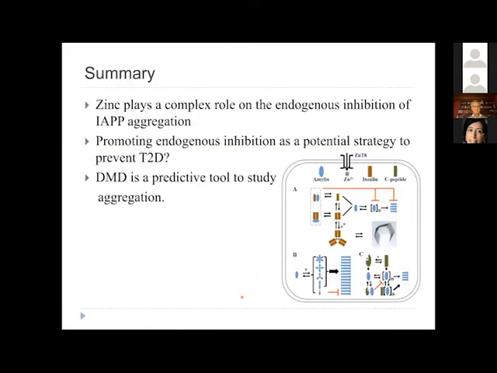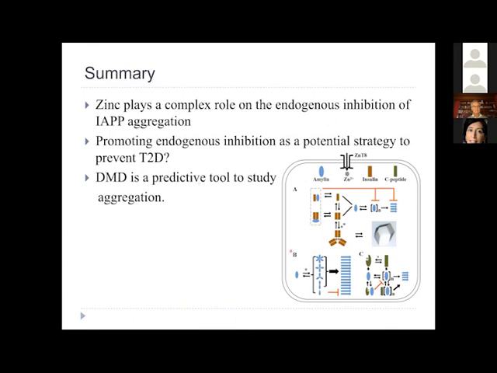Okay, so here I just want to make a final summary. We believe that zinc plays a very complex role in the kind of endogenous inhibition of IAPP aggregation inside the granule, because we know that in healthy individuals, they don't aggregate. So zinc plays a very important role, but a complex one. And promoting those endogenous inhibitions might be a potential strategy for the prevention of type 2 diabetes.